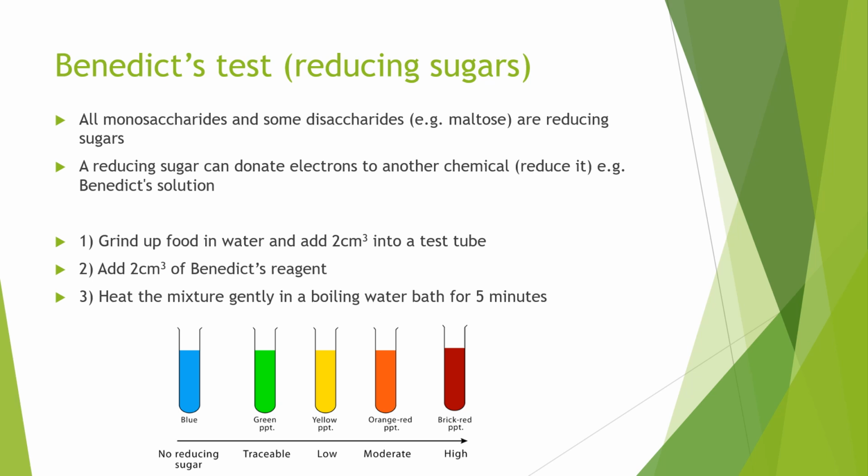If reducing sugars are present, the solution will change color from blue to green, yellow, orange, or red, depending on the amount of sugar. This reaction confirms the presence of reducing sugars within a food sample.